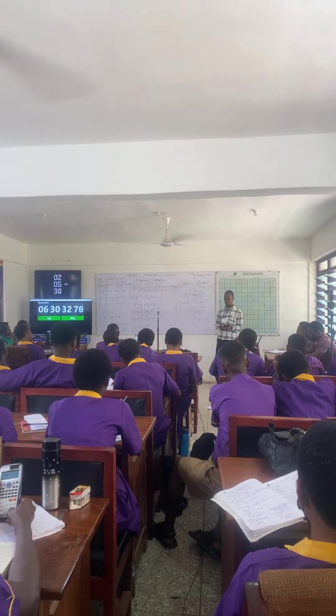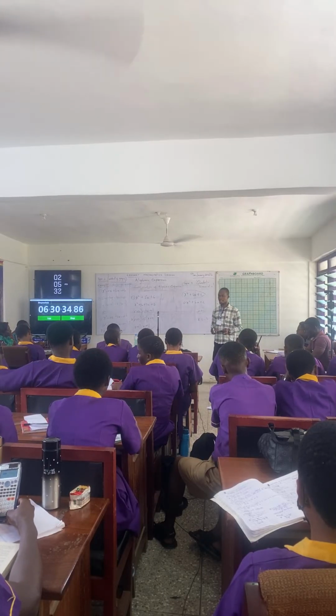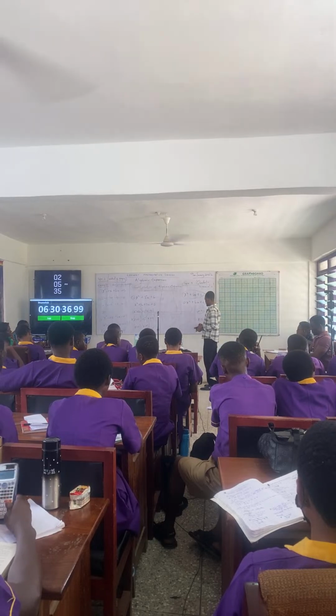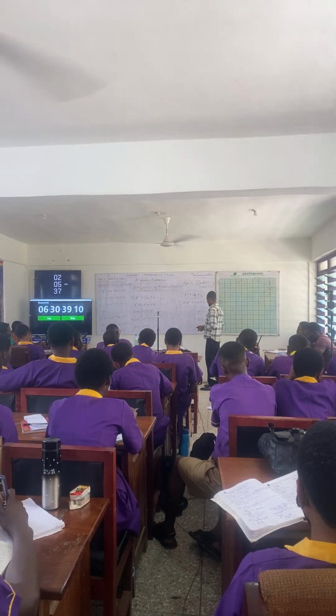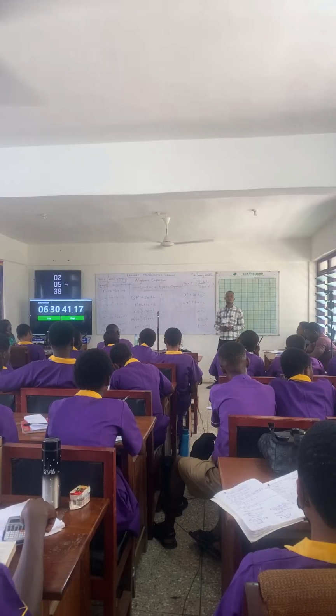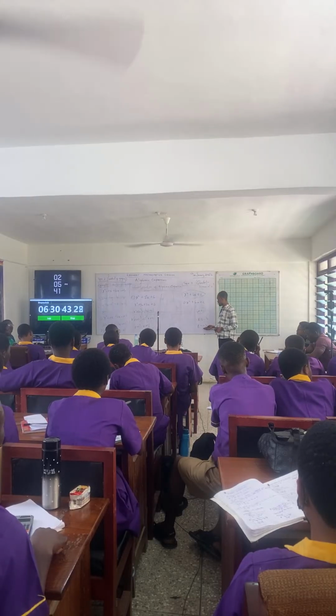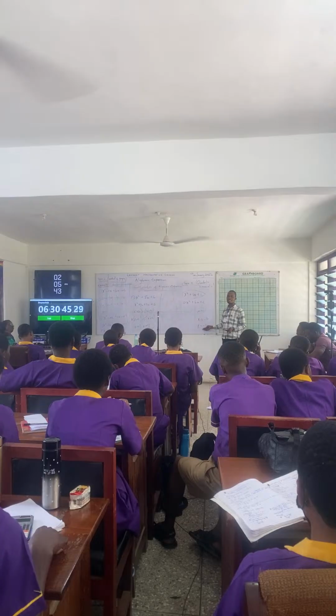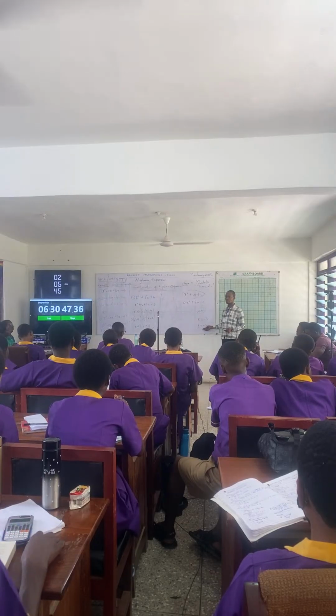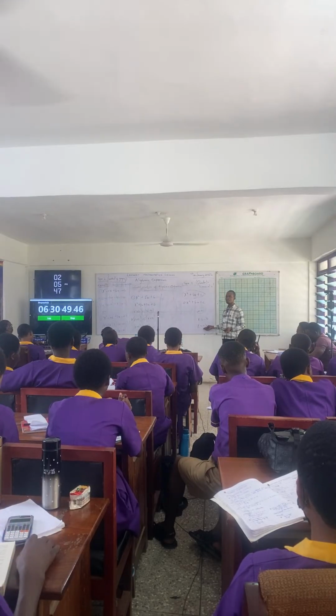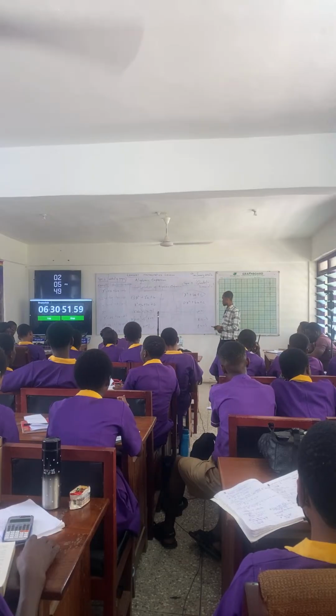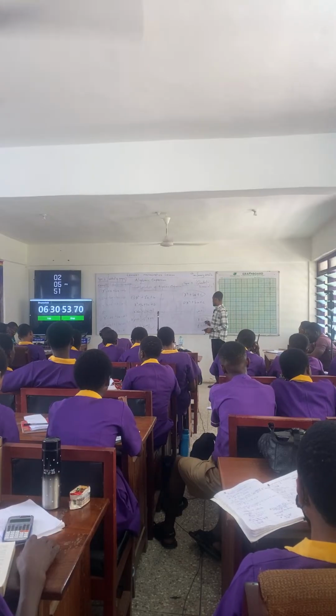The first answer is x equals to what? -2. Press the equals to again. The second answer is x equals to what? -3. Good. Now we are writing this as factors. Okay? We are writing this as what? Factors. We are going to put x equals to -2.